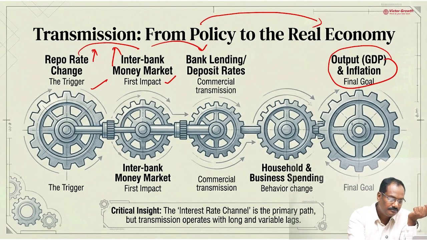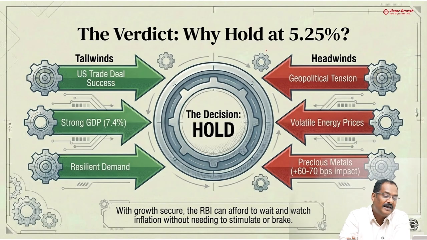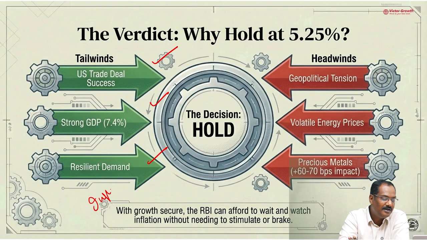Now I'll ask you one more question. If they want to control inflation, what will they do? They will increase the interest rates. If they want to promote economic growth, then they will reduce them. This also you should understand. So why are they holding it at 5.25%? The US deal is there, so more exports are possible. Strong GDP, 7.4% we are expecting. Resilient demand. One thing they have not mentioned here is that inflation is also under control, around 1.7% they are saying. So these are the reasons.